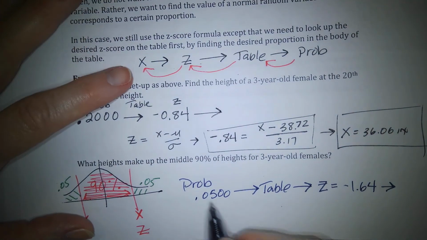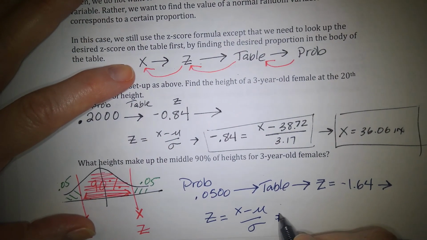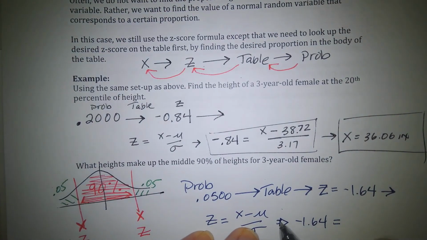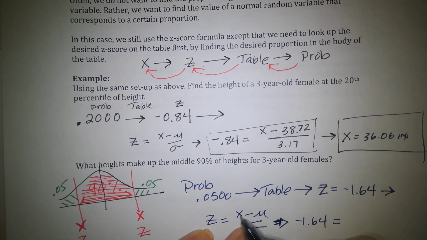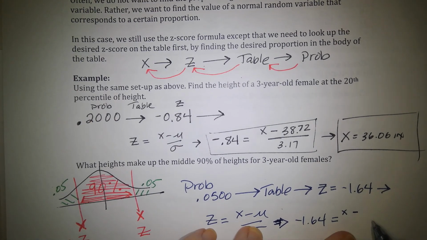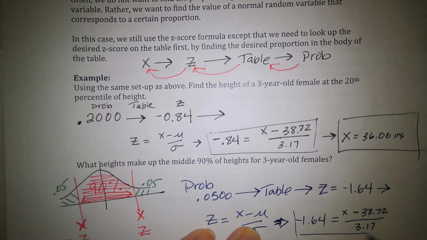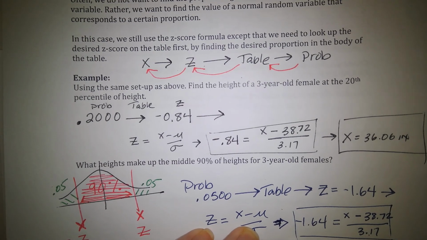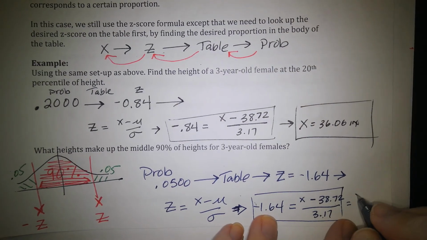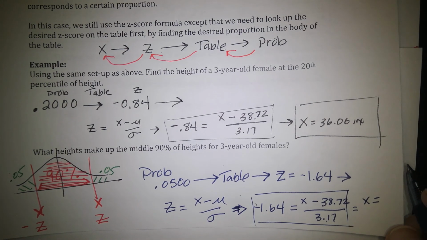So then I use my formula. I know that z equals x minus mean over standard deviation. So z, which is negative 1.64, is going to equal x, which I don't know, minus the mean. In this case, the mean is 38.72, divided by the standard deviation. And when I solve this equation, just like I did up here, multiply by 3.17 and then add 38.72, you're going to get an x value which is equal to 33.51.